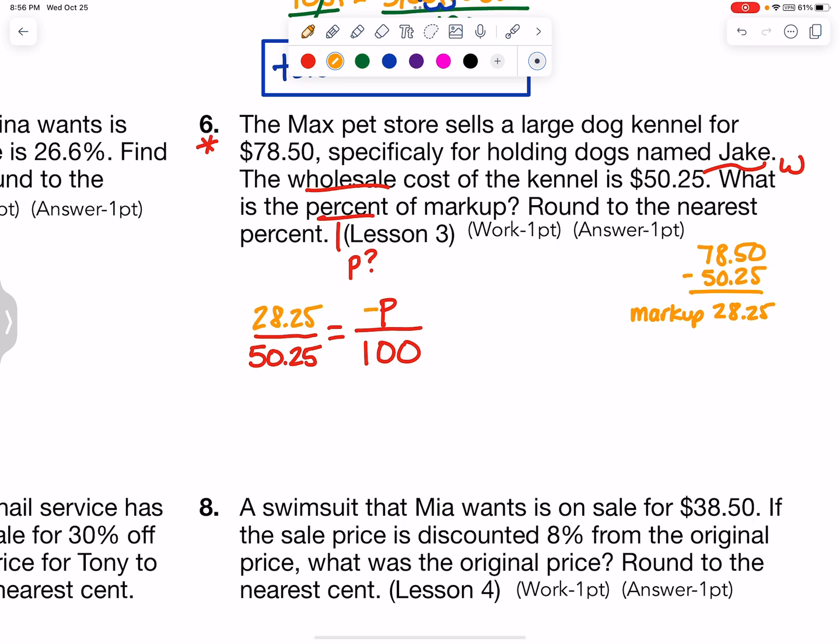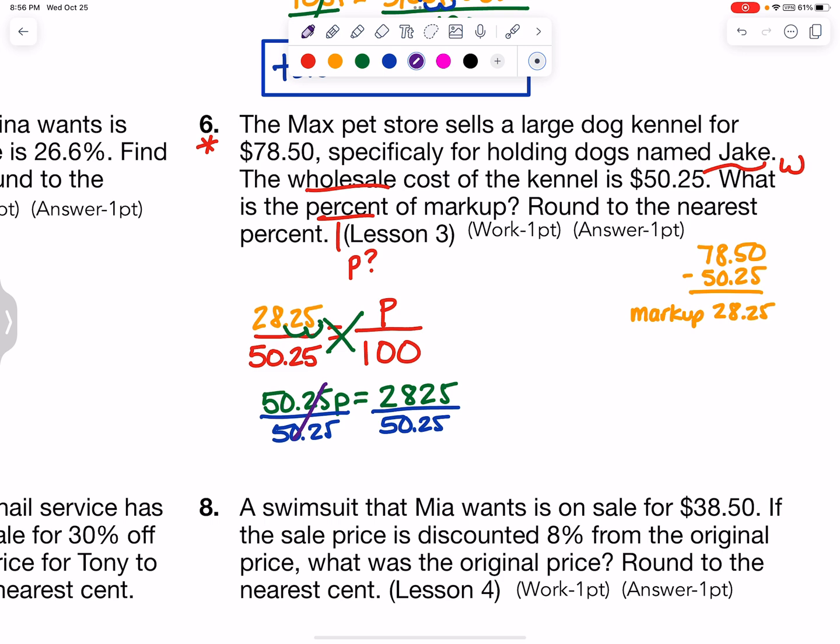And the way that I want to double check is I want to go, okay, what is the percent of markup? Well, the percent of markup is going to match that number. That is the markup amount. So let's go ahead and do our cross multiplying and solve for the percent. Okay, so we have 50.25p equals times 100, 2,825. Let's go ahead and isolate the variable, divided by 50.25 on both sides.